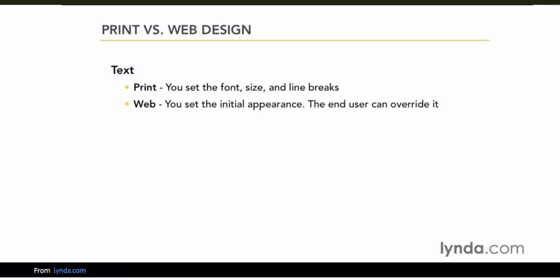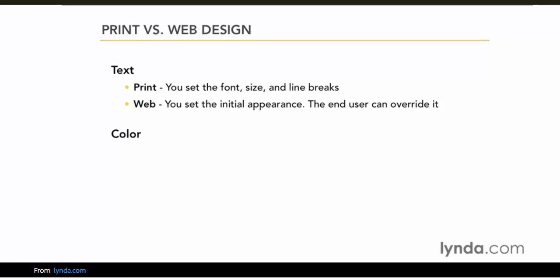When it comes to designing for print, we can set the font, the size, and the line breaks. In fact, we'll spend a very long time making sure there's no hyphens and we don't have any rivers showing up. However, when it comes to the web, we can set an initial appearance, but the end user can override this. So if you decide that you want to use the font Times, but the end user wants to use Garamond or even Comic Sans, they can change that and there's nothing you can do about that.